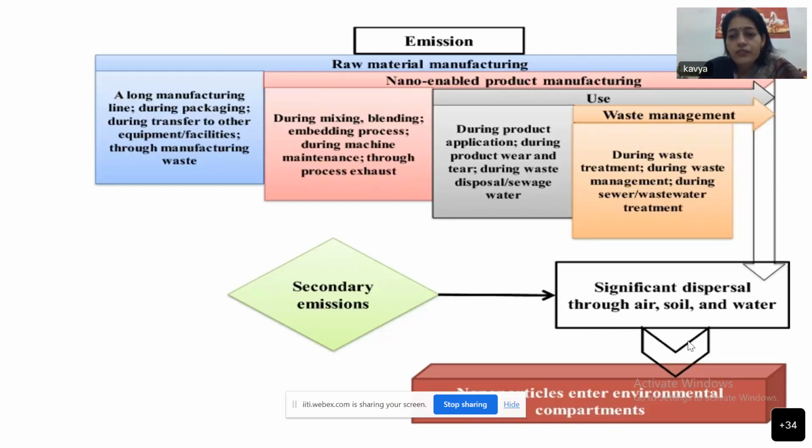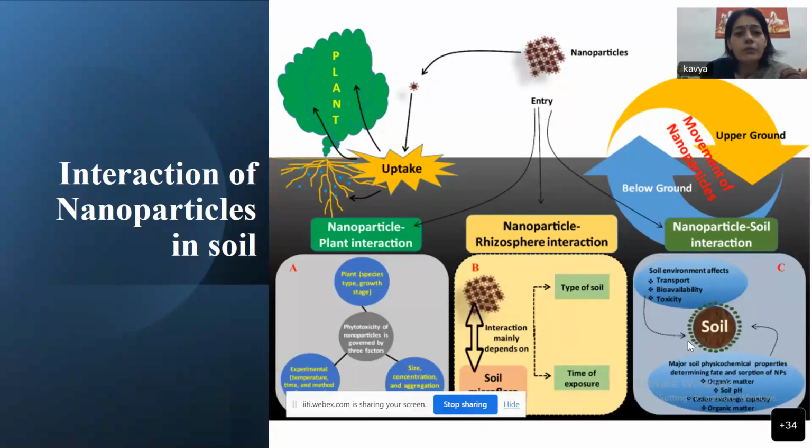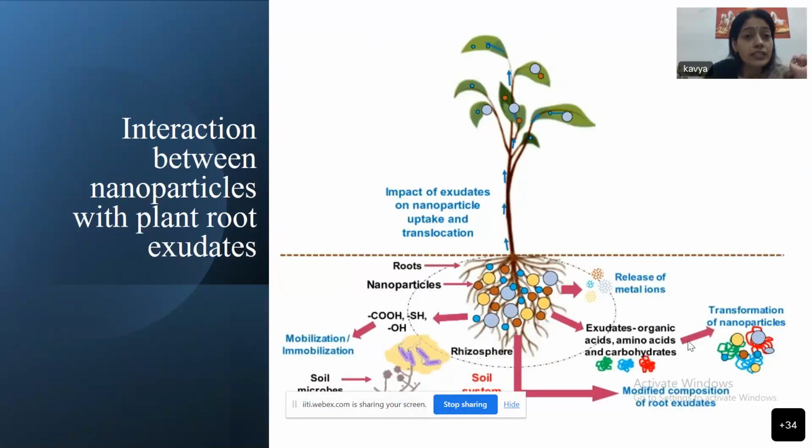So during waste, if there is a significant dispersal through air, soil and water, the nanoparticles enter through environmental components. And then there are secondary emissions also. The interaction is not a one-way route. The interaction of nanoparticles happens either at the plant interaction stage, or at the rhizosphere, that is the soil interaction phase, or the nanoparticles above and below ground stage. That means once the nanoparticle has entered the soil, you can trace it above ground and below ground, both places. And it would be very difficult for you to find out from where to trace it back.